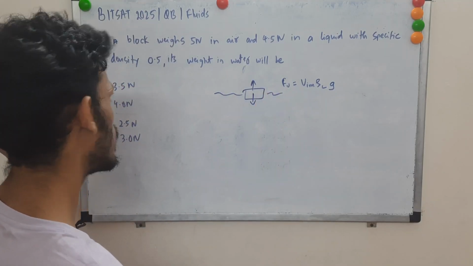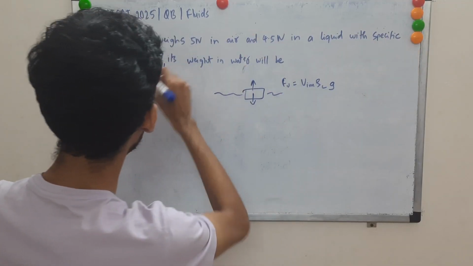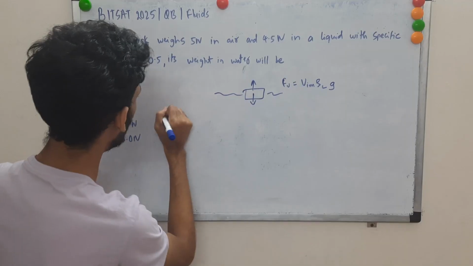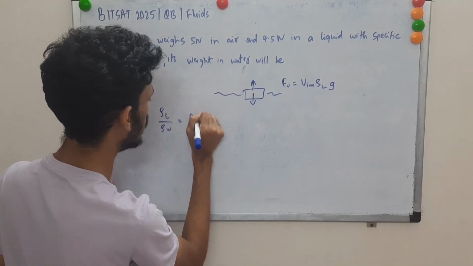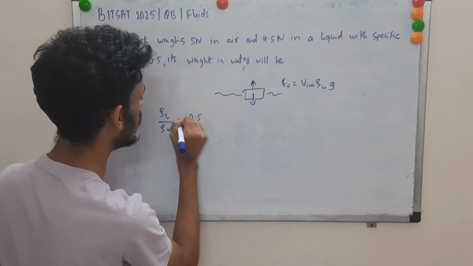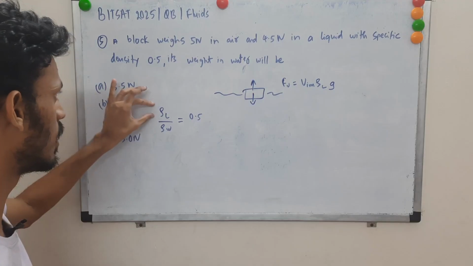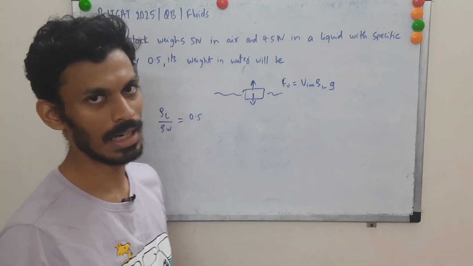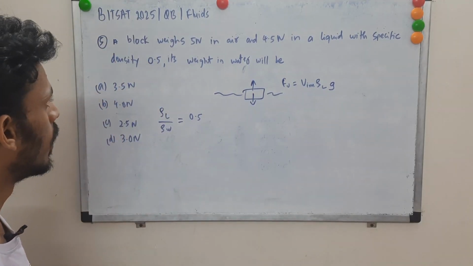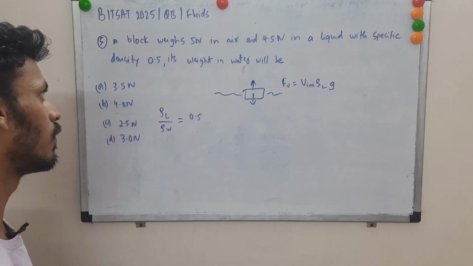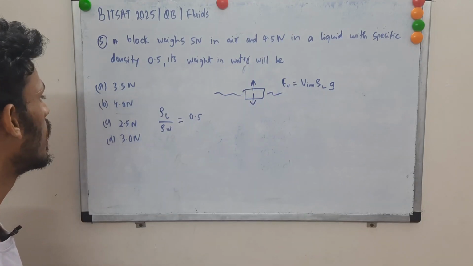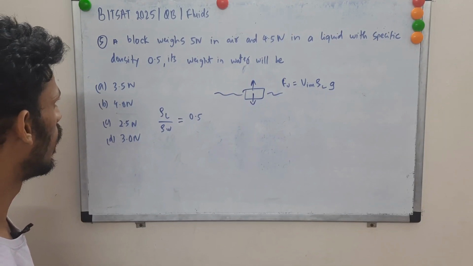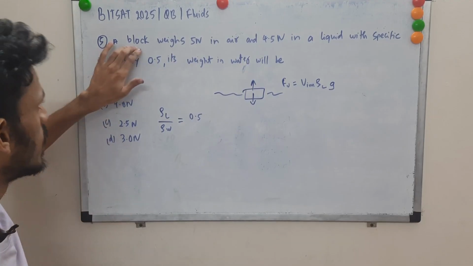So first of all, the specific density of your liquid is given, meaning the density of the liquid divided by the density of water. This relation is given. This is 0.5. Okay, this is the definition of specific density. It is the density of the liquid divided by the density of water. Now we are supposed to find the weight of this block in water. Weight in water will be, okay, so first of all, we can use the relation for this.